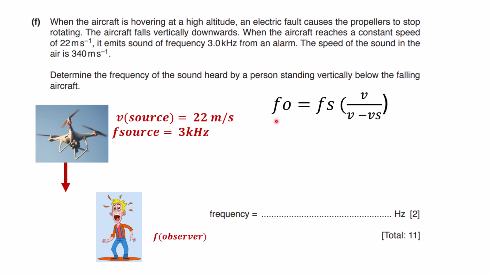So here is the Doppler effect formula. Fo is the frequency heard by the observer. Fs is the frequency emitted by the sound source. This V by itself is the speed of sound in the air. And Vs is the speed of the sound source. So after doing all the substitutions, the frequency heard by the observer is 3200 Hertz.